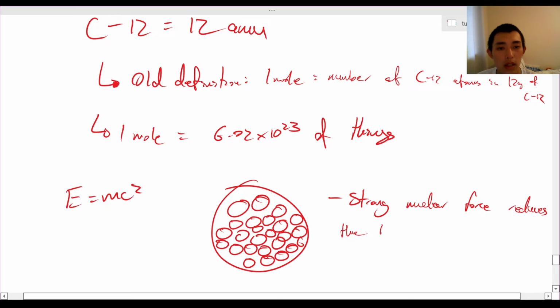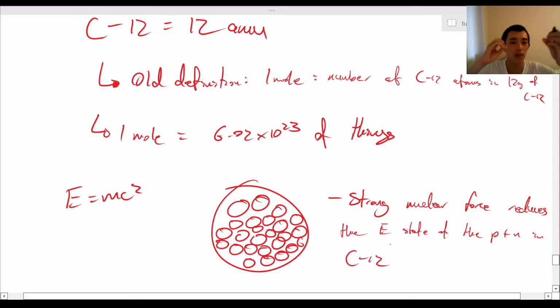The energy state of the protons and neutrons in carbon-12 means that it's going to be very low energy, and you can see in E equals mc squared, if E is low, mass is low.